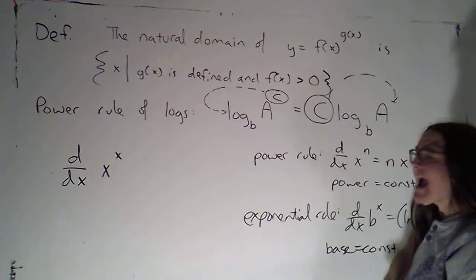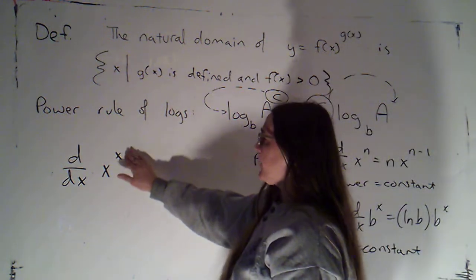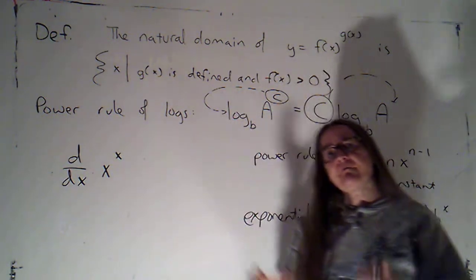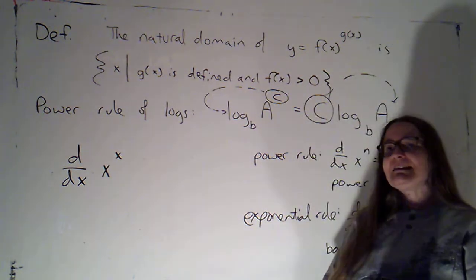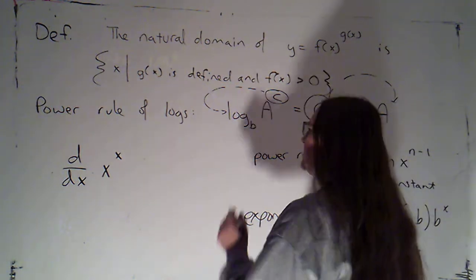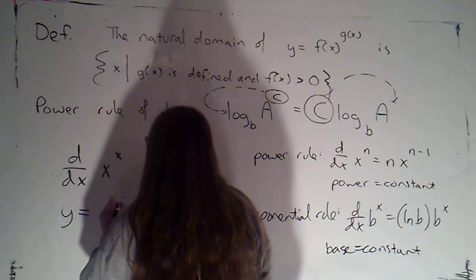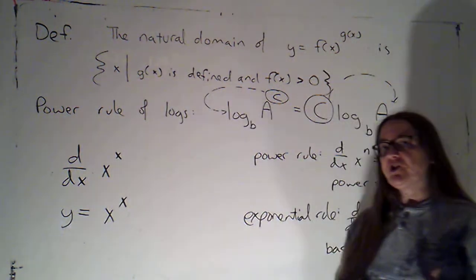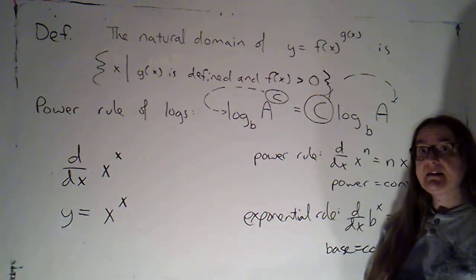So, I don't have a rule for when I'm working with an expression, a function like this, where there are variables in both places, both the base and the exponent position. So here's what I'm going to do instead. I'm going to start by writing this as an equation. Y, my function, is equal to x to the x.